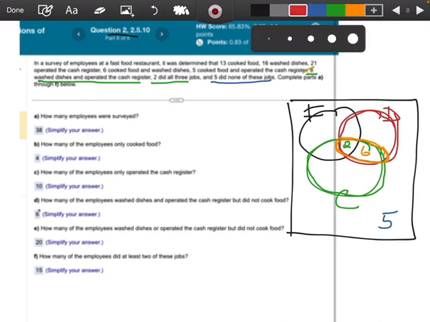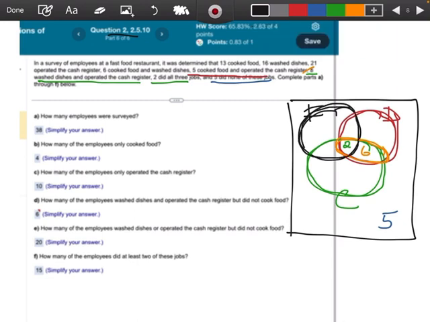We already used it. Now it says 5 cooked food and did the register. So here's my cooking food circle, and also operated the cash register, so here's my cash register circle. Those 2 circles overlap right here. That has to give me a total of 5. Well, if the middle is 2, then this here has to be 3. Let me write that in black so it's a little bit easier to see.